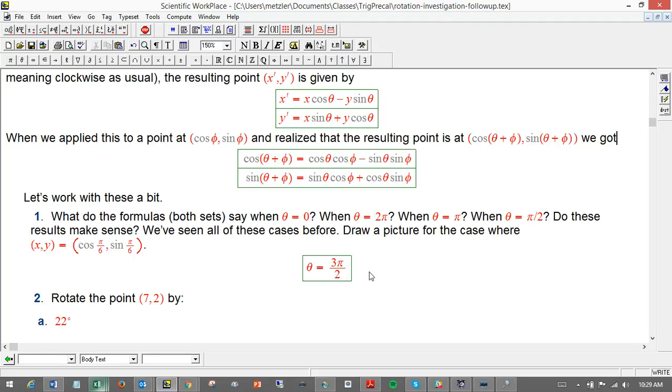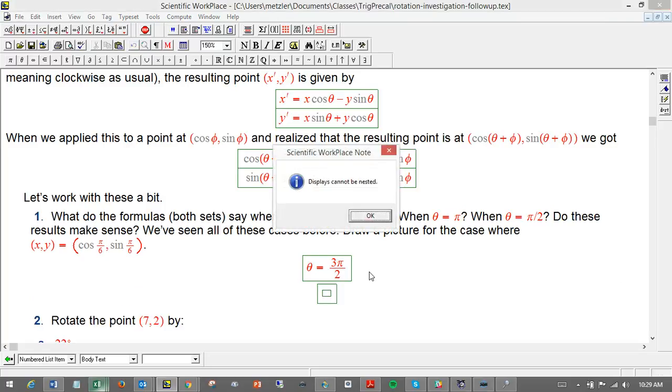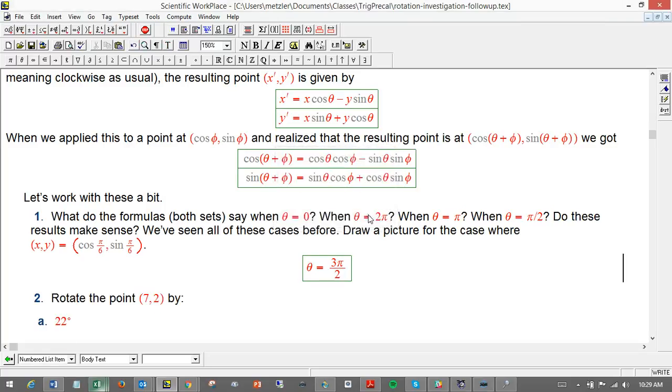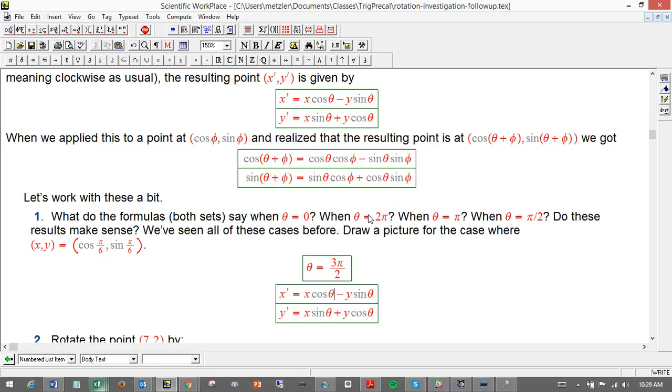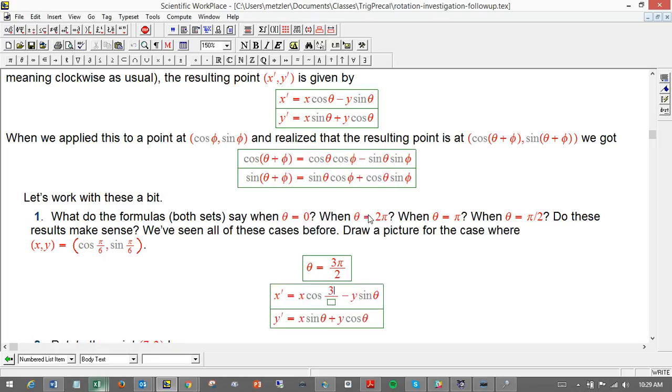So I'm just going to copy those down and plug in 3 pi over 2, and because sine and cosine of 3 pi over 2 are nice and simple, we're going to get some nice simplifications. Now I'm going to leave x and y as variables because we're actually going to get a nice master formula. We can look at it in a specific case, but I want to get the master formula for rotation by a special angle, namely 3 pi over 2.